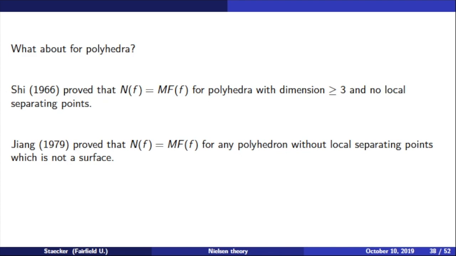Jang in 1979 proved that they are the same for any polyhedron without local separating points, which is not a surface. So still excluding the dimension 2 case. What about surfaces? Which is the original setting that Nielsen was trying to work with. Turned out to be the hardest thing of all, which is why I guess he never figured it out.